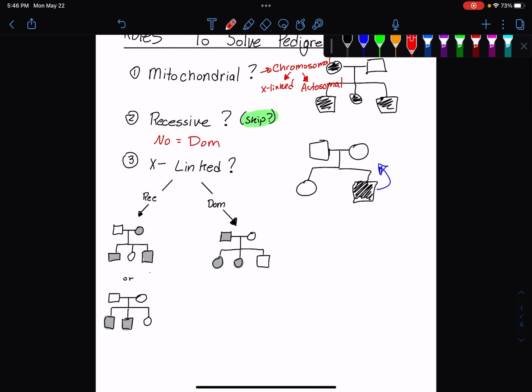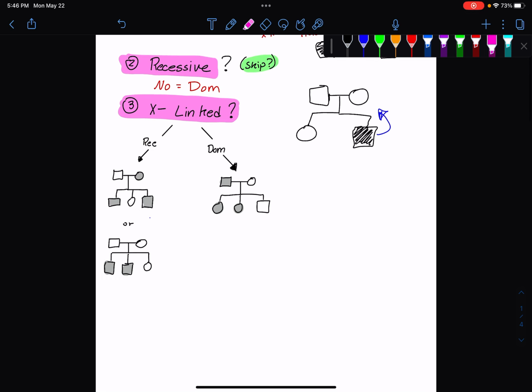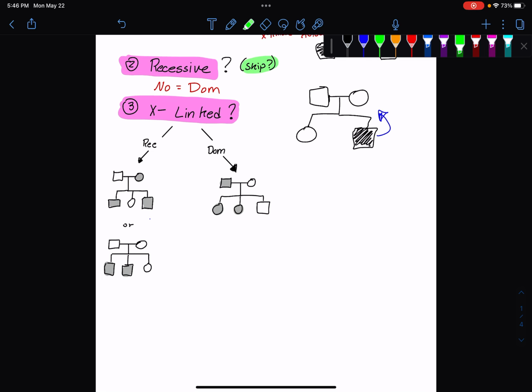Next, we go to our next rule. I'm just going to put these highlighted in pink so they stand out a little bit better. Okay, the next rule is, is it X-linked? Because if it's not X-linked, then it's going to be autosomal. Again, you're going to look for one, and if you can't find that, then it's the other. Meaning, you're going to look for X-linked. If you can't find X-linked, then it's autosomal. For X-linked, we can look at recessive. So let's say in the previous question, we got the answer yes, it was recessive. Now let's look at X-linked.